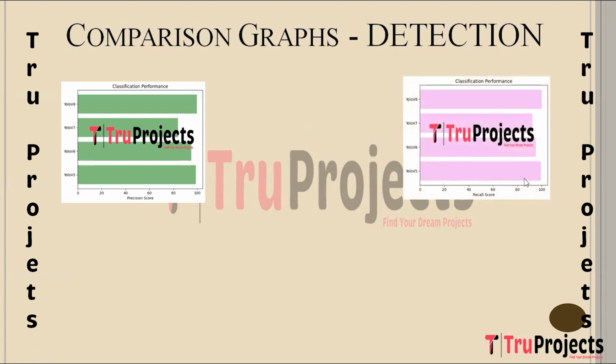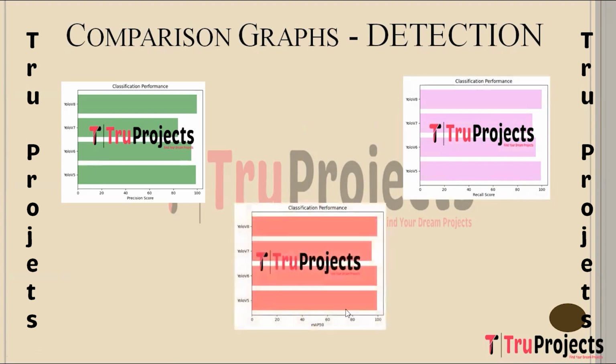This is recall scores comparison graph. In this graph on x-axis, I have recall scores and on y-axis, I have algorithm names. Recall assesses the model's ability to capture relevant instances, calculated as the ratio of true positives to true positives and false negatives. And this is MAP scores comparison graph.